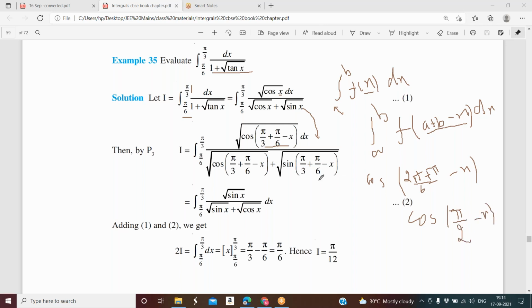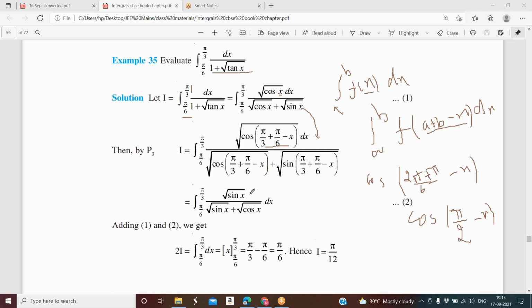After replacing, we are simplifying. So here the common denominator is 6. In the first term, we have 3 in the denominator, so we need to multiply the numerator by 2. So what you will get? 2 pi plus pi divided by 6. 2 pi plus pi is 3 pi. 3 pi by 6 is pi by 2. So pi by 2 minus x. What is cos of 90 minus x? It is sin x.